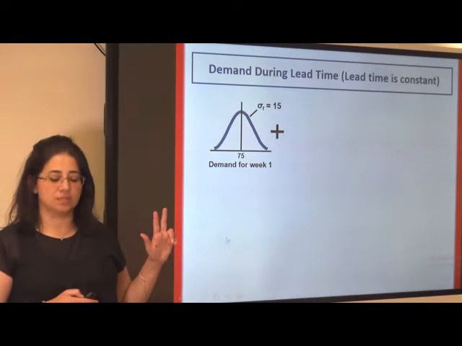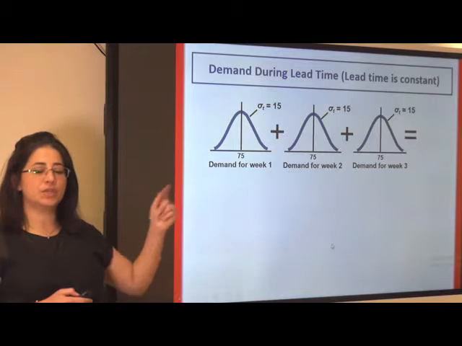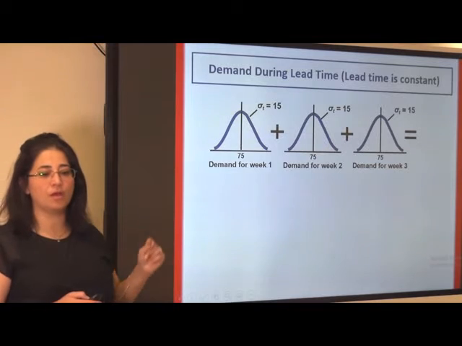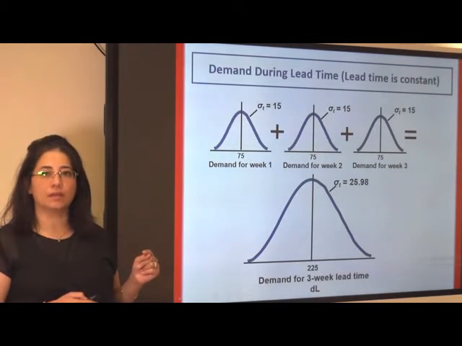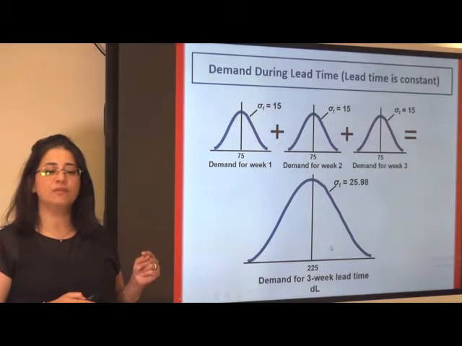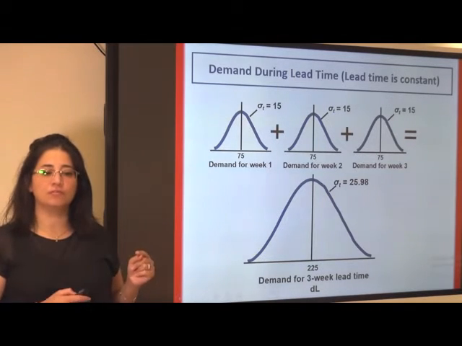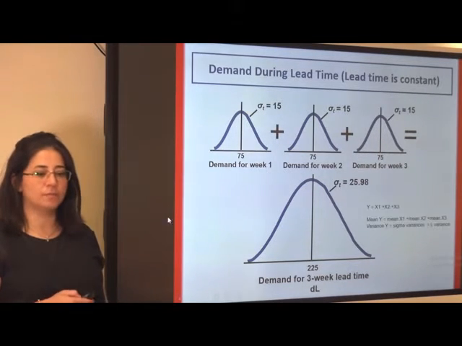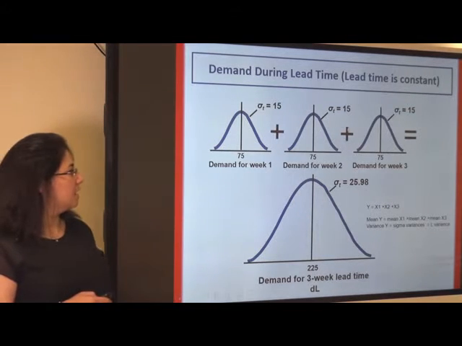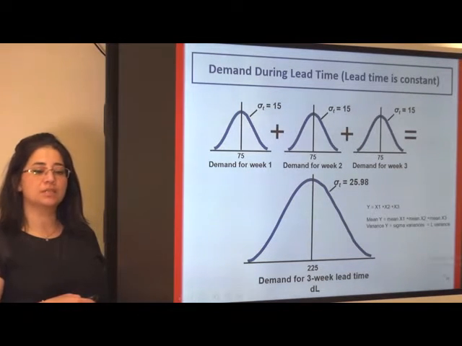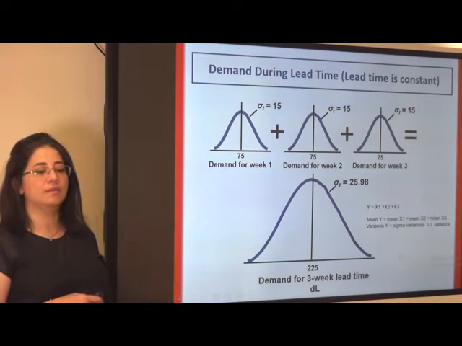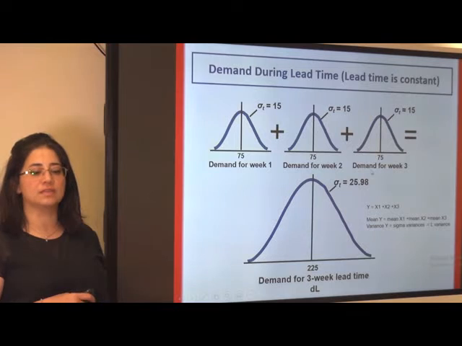If the lead time is 3 weeks, then we have 3 separate weeks. We can say that the demand for any week is independent of the other. So the demand during the whole lead time is a random variable, which is the summation of the 3 independent variables. As you can remember from probability and statistics, if y equals x1 plus x2 plus x3, where they are independent from each other, the mean of y is the summation of the means of the x's, and the variance of y is the sum of the variances.